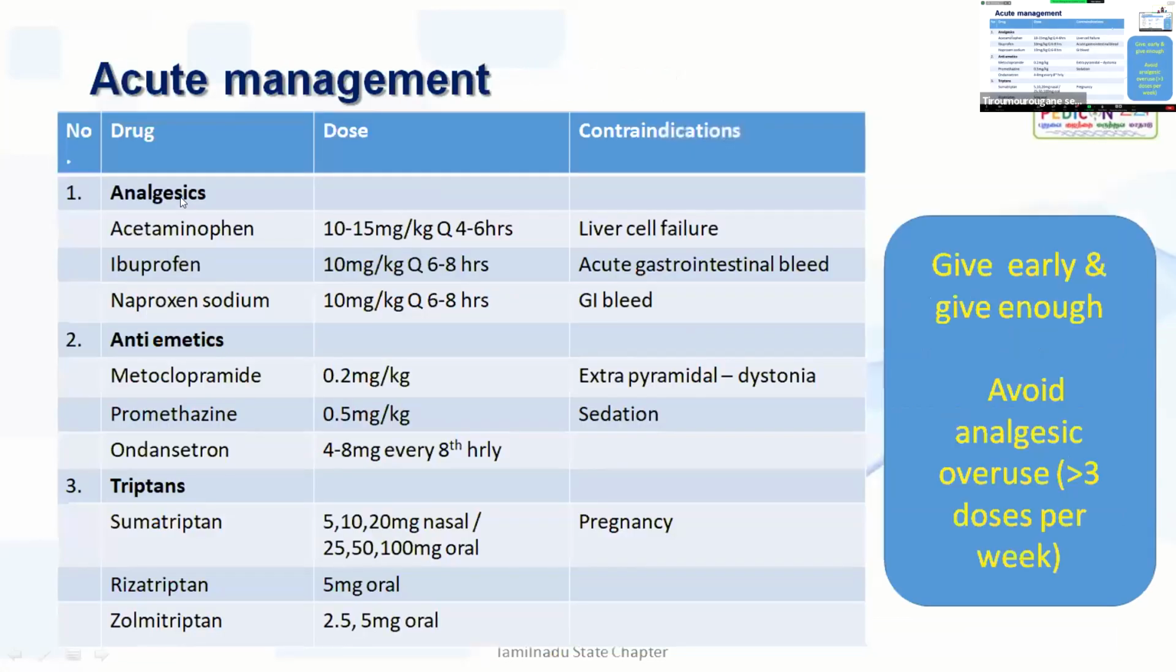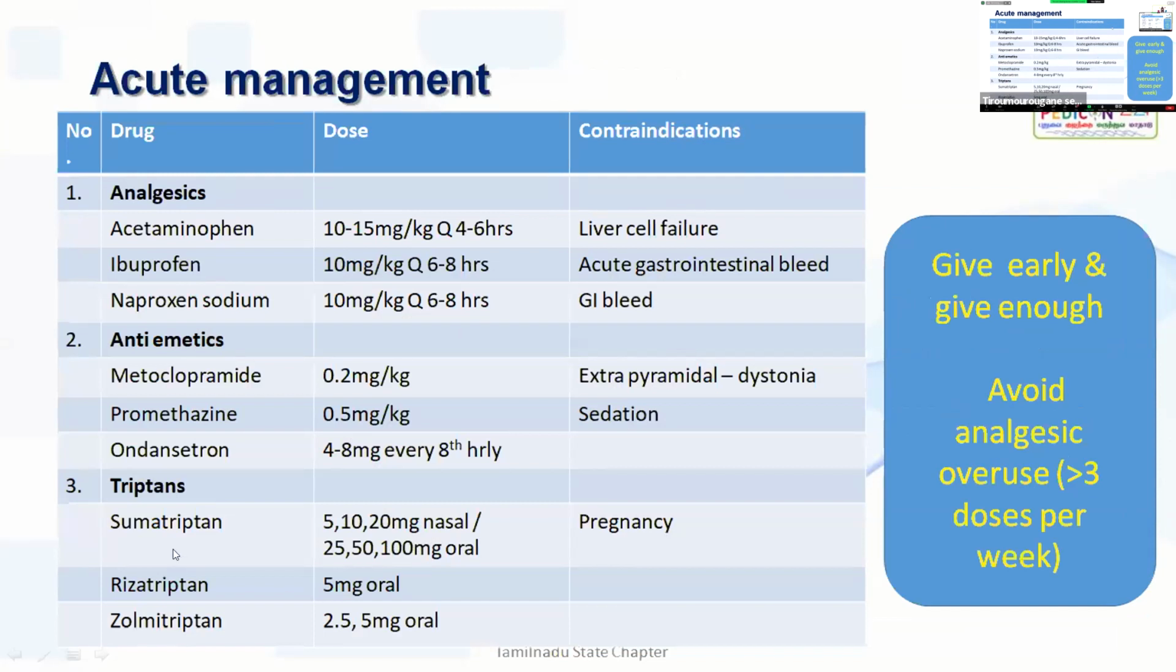Coming to the acute management, we have analgesics, antiemetics, and triptans. Usually, any one of the analgesics with an antiemetic is given. The strategy is to give early. At the onset of the headache itself, one should take the abortive therapy, and give enough.